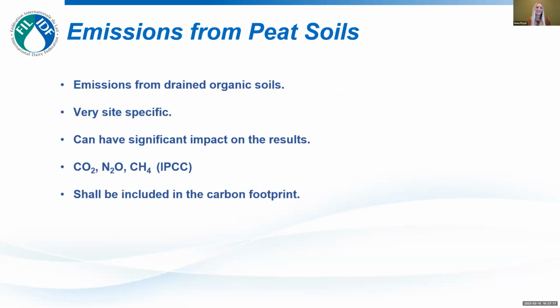If a farm has peat soils, then the emission can be really high, or the contribution from peat soils can be really significant on your carbon footprint of milk. So it can have a significant impact on the results. And you should, of course, include all the relevant emissions, which is mainly CO2, but also N2O, and in some cases also methane. And here we refer to the IPCC guidelines. And emissions from peat soils shall be included in your carbon footprint if it's relevant, of course.